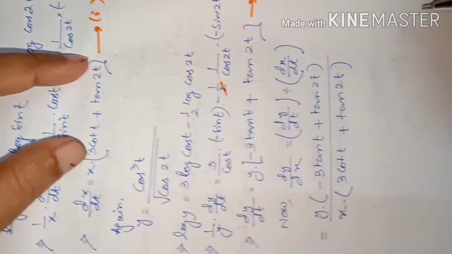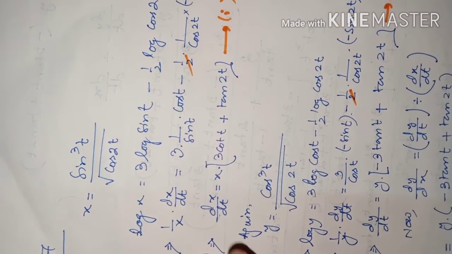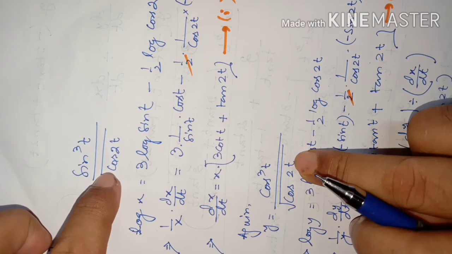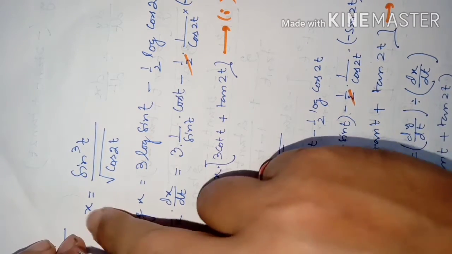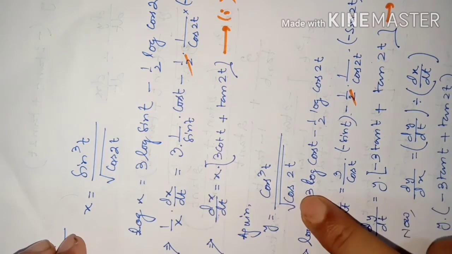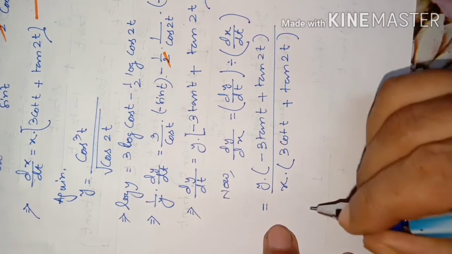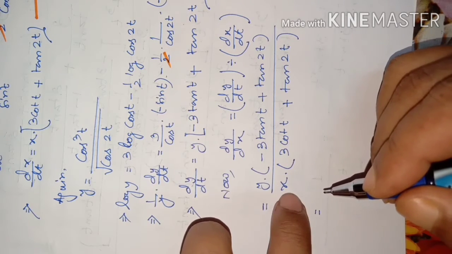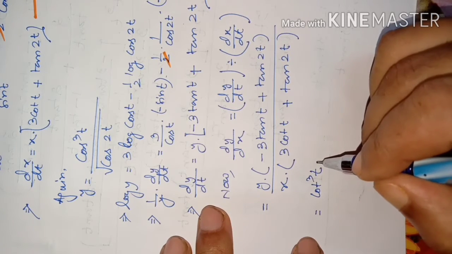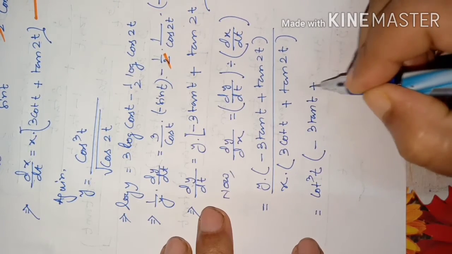Now as you know, when y is divided by x, what will get cancelled? Root over cos 2t, because the same denominator is here. So y on x means cos cube by sin cube, because root over cos 2t and root over cos 2t will get cancelled. That's why I directly write y by x as cos cube by sin cube, that means cot cube t, into minus 3 tan t plus tan 2t.